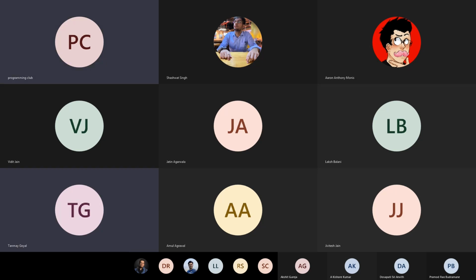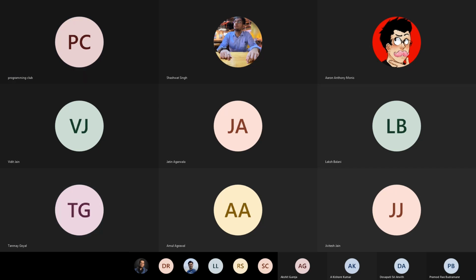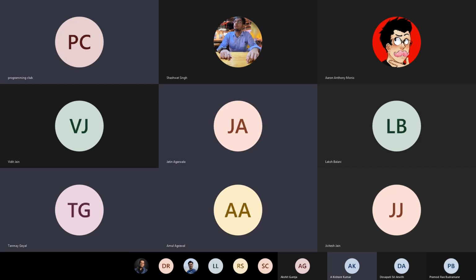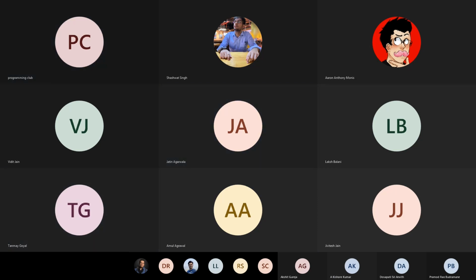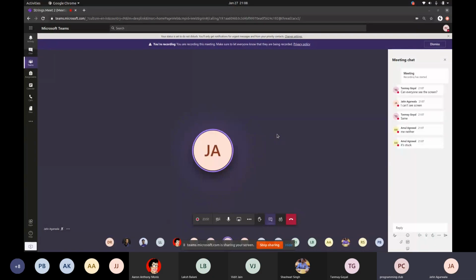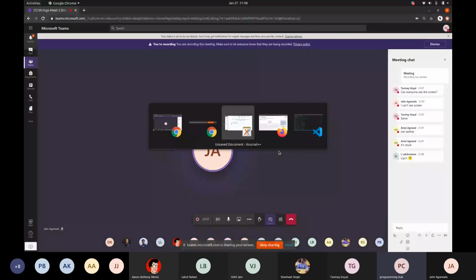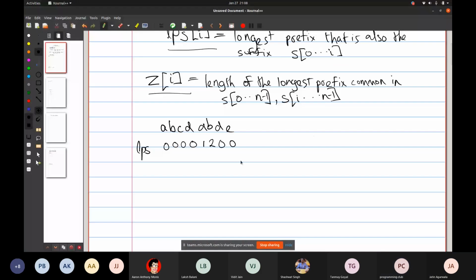Sorry for interrupting, but we can't see the screen. Oh, wait. Okay. Is it frozen or something? It was a black screen throughout for me. Yeah. Okay. Visible now. Do tell me if you can't see it. I think there's an issue with my Teams. I'm not sure. It's visible now, right?